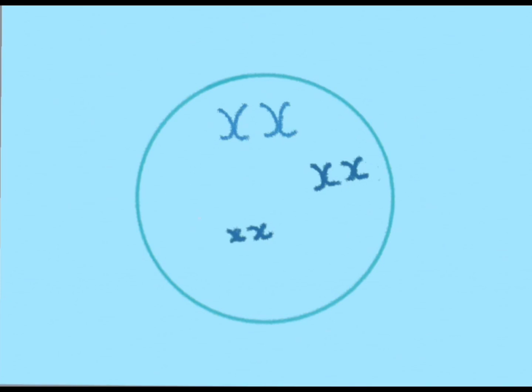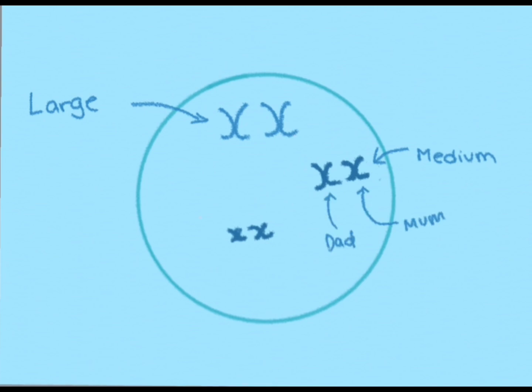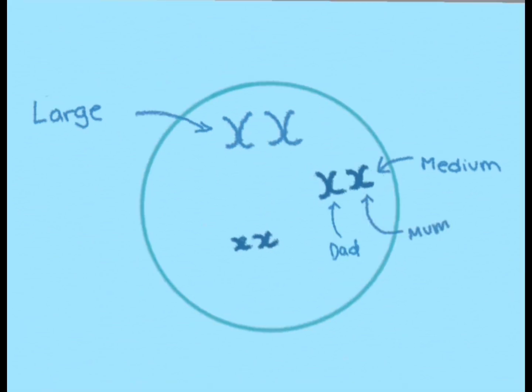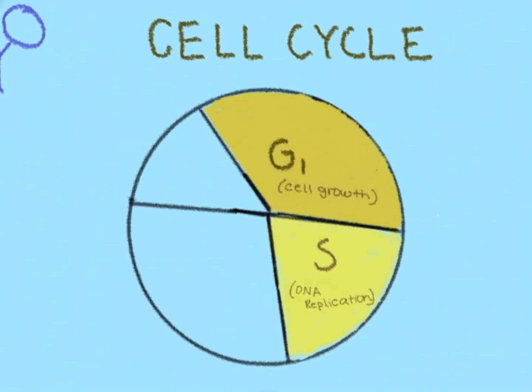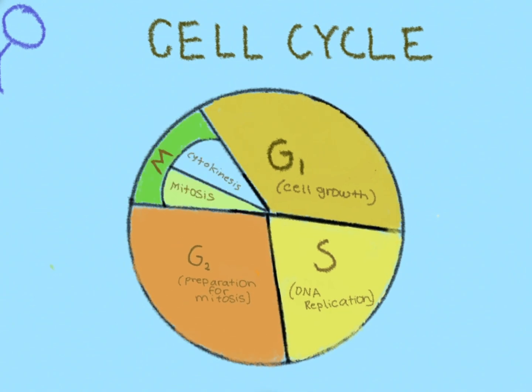The first pair contains 2 large chromosomes, one from mom and one from dad. Pair 2 has 2 medium chromosomes, one from mom and one from dad, while pair 3 has 2 small chromosomes, which is also one from mom and one from dad. Now, let's move on to what the cell cycle is actually about. Let's dive straight into the longest part.